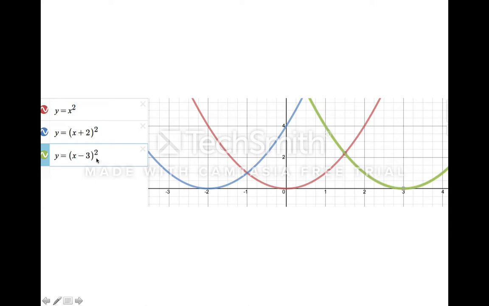Conversely, if we take our basic function x squared and subtract 3 before applying the squaring operation, our red graph x squared is going to be moved to the right 3 units. Our new vertex is at x equals 3, not x equals -3.